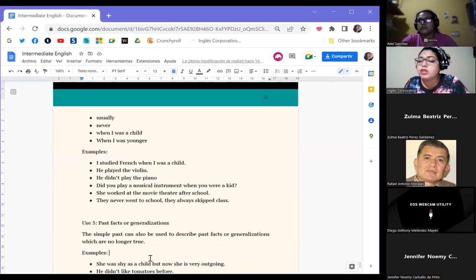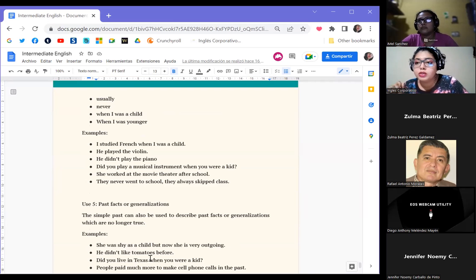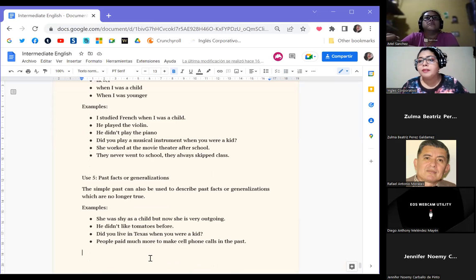Then we have the use number 5, that is the last use that we are going to have for this simple past. And we have the past for generalization. So in this case, we said that the simple past can also be used to describe past facts or generalizations which are no longer true. So in that case, we're going to use it kind of the same as number 4, but in that case, it's talking about something general, something that is not going to happen again, because we changed that situation.